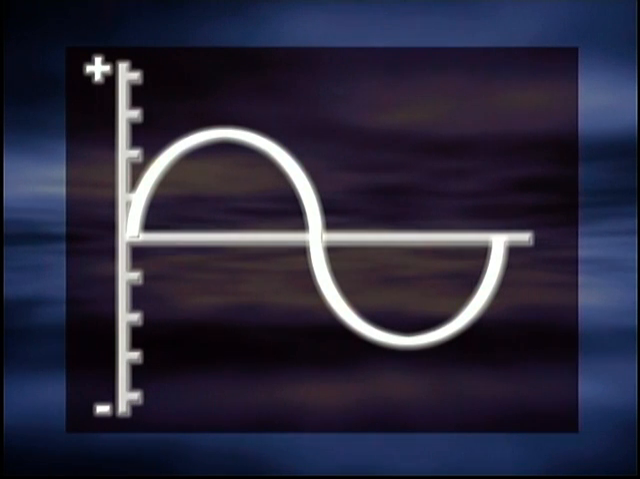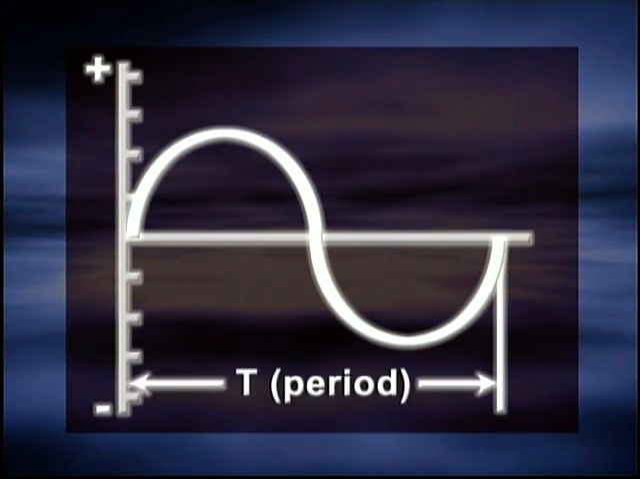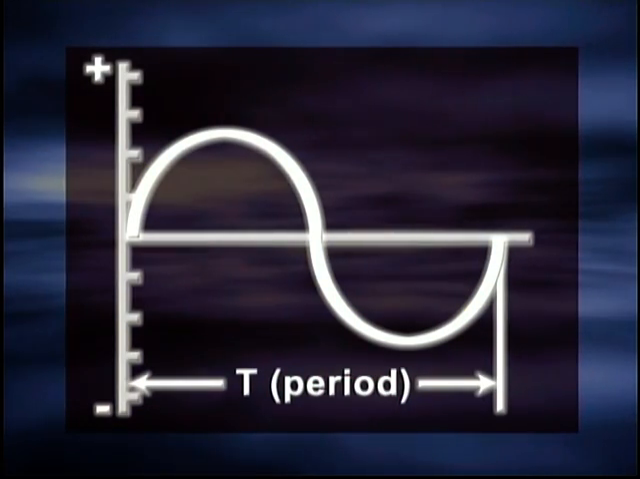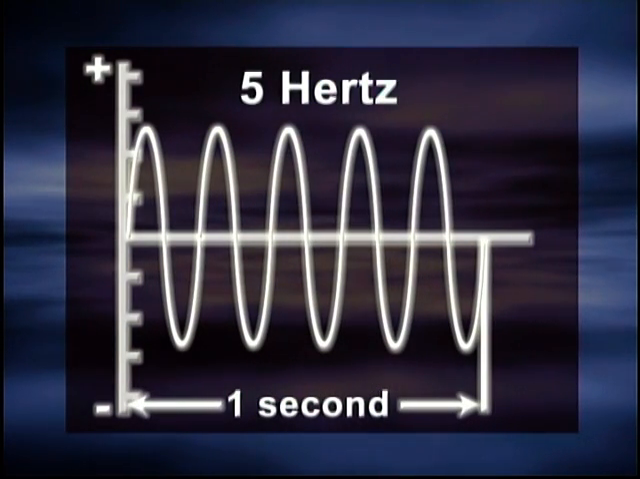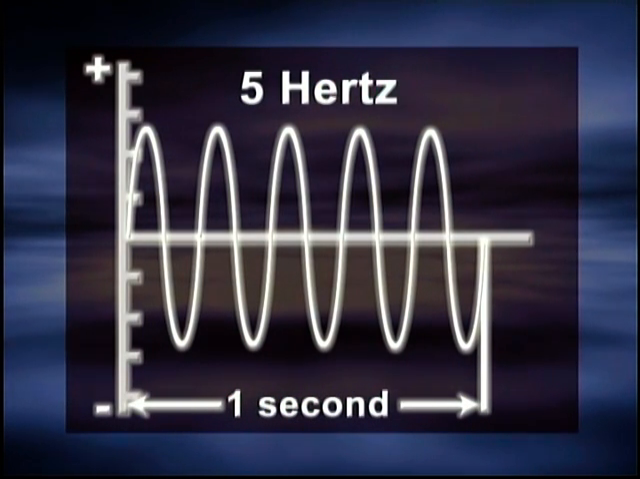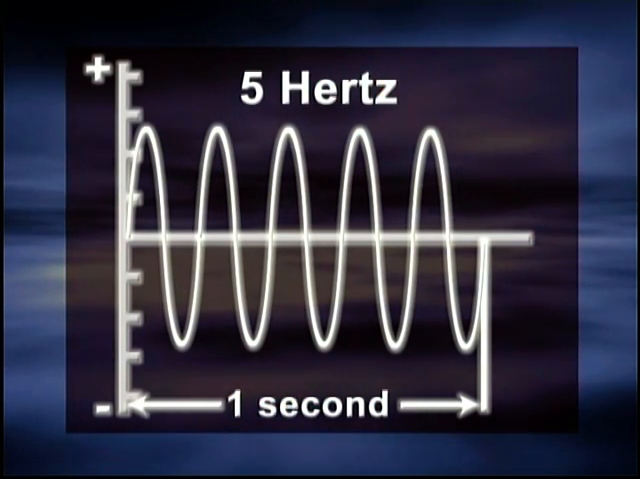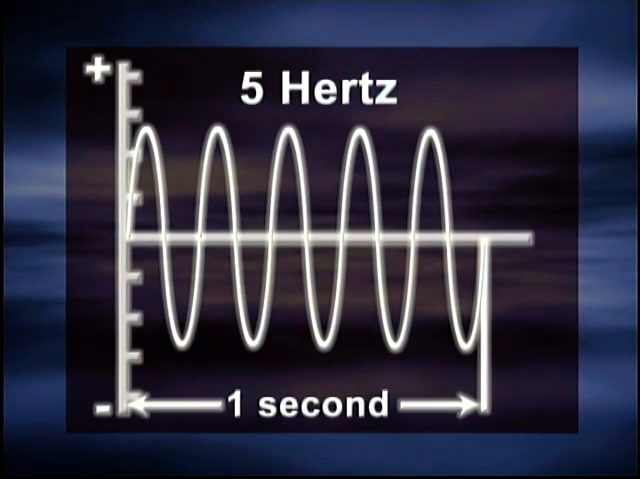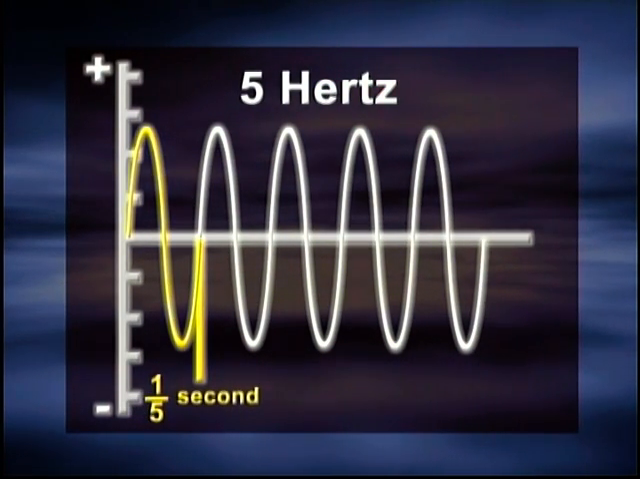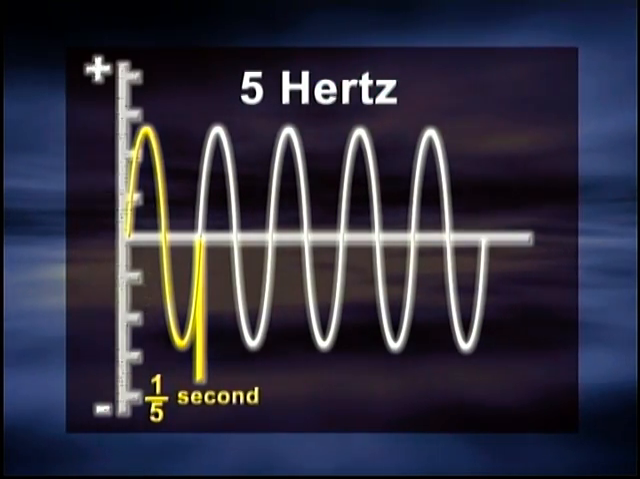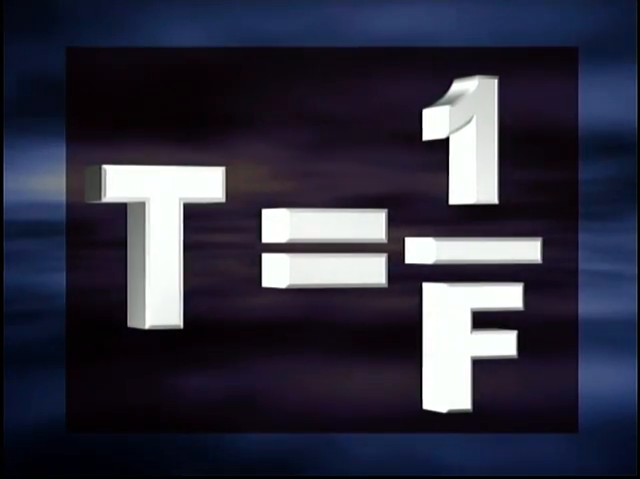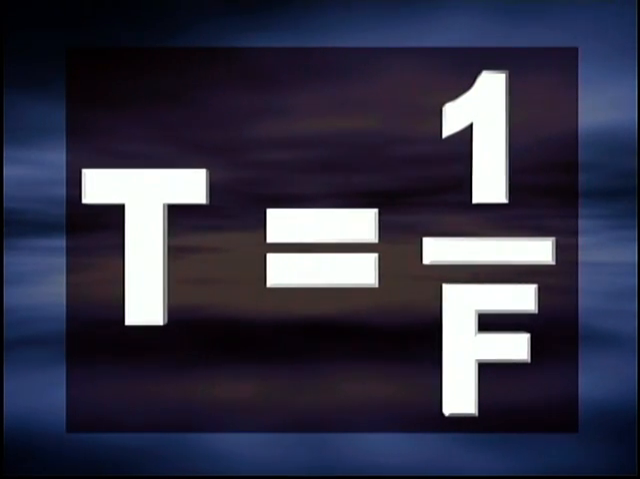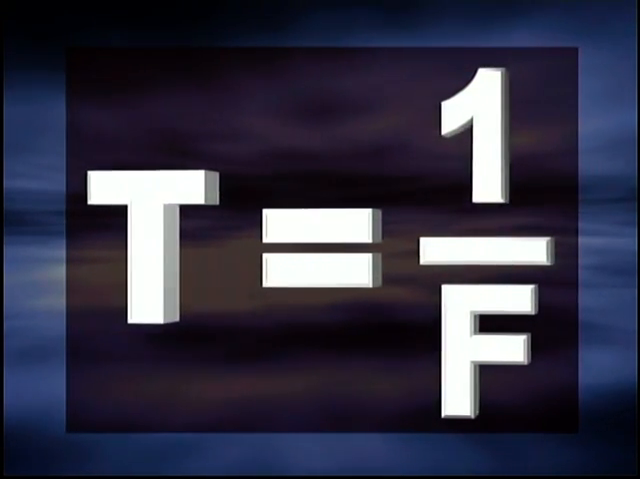The time it takes to produce one cycle is called a period and is measured in seconds. The symbol for a period is capital T. You can observe a definite relationship between period and frequency. The higher the frequency, the shorter the period. If the frequency is 5 hertz, then it takes 1/5 of a second to complete one cycle. This relationship is shown as period equals 1 divided by the frequency. The equation is written T equals 1 over F.